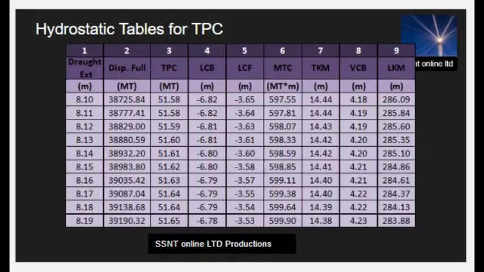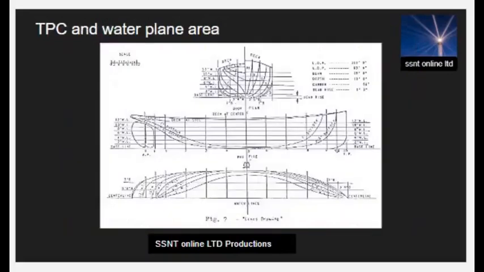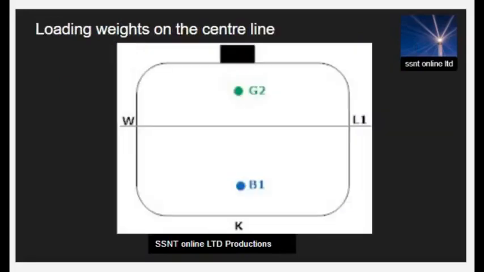The amount by which the true mean draft will change as the displacement changes is a function of hull form. It is determined by naval architects and tabulated in the hydrostatic tables. The TPCs in the hydrostatic tables also take into account the different water plane areas at different drafts. Let us consider what happens when a weight is loaded on the center line of the ship.